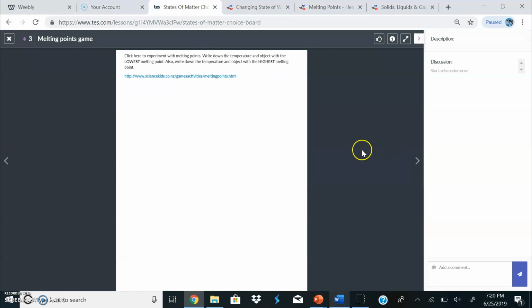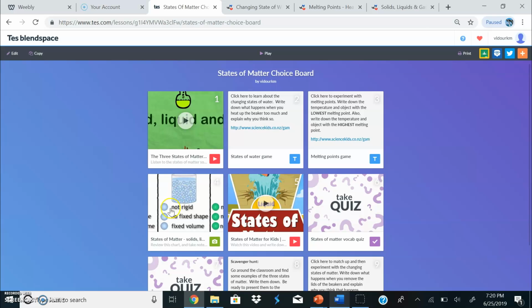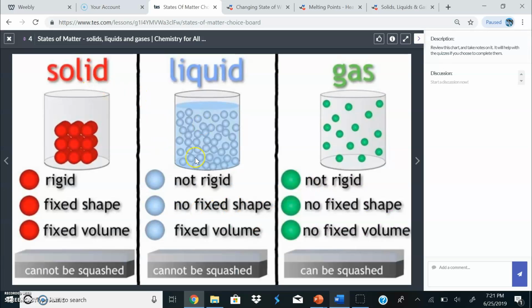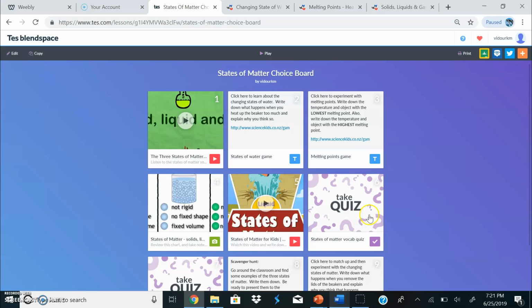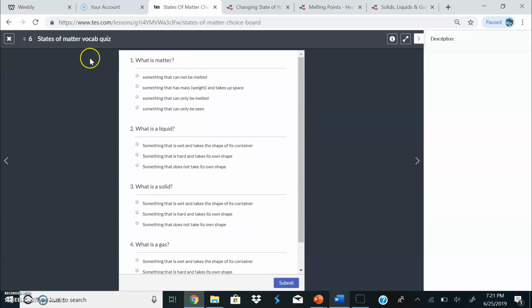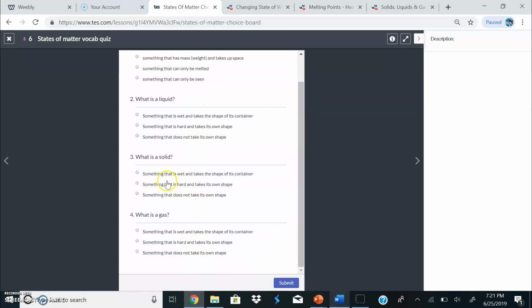And then, this is like a chart that I found, and it helps them know the definition of solids, liquids, and gases, and they can write it down. I put some directions along here, and then they can take this quiz, and that will help them to answer the questions on the quiz. And I think this quiz gives the teacher feedback after the students answer it, so that's helpful.